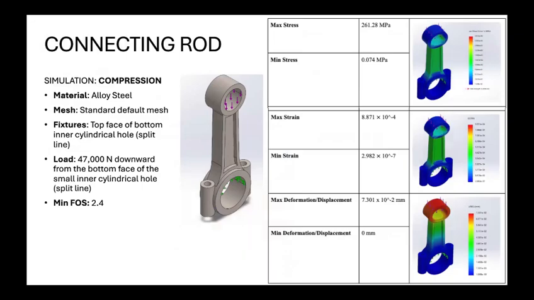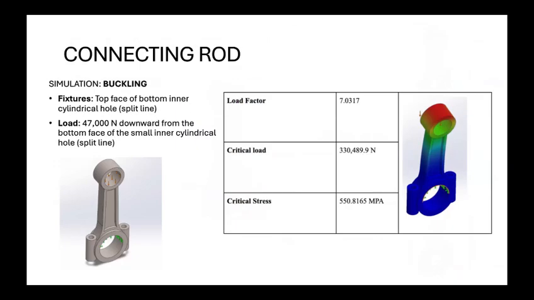The connecting rod was analyzed under 3 critical loading modes. In compression, the rod experienced about 261 megapascals of stress with a factor of safety of 2.4, therefore showing good axial stiffness. The buckling study showed a load factor of 7.03, corresponding to a critical load of 330 kilonewtons, far above operating levels. This confirms the rod is stable against buckling, but bending should be the design focus moving forward.